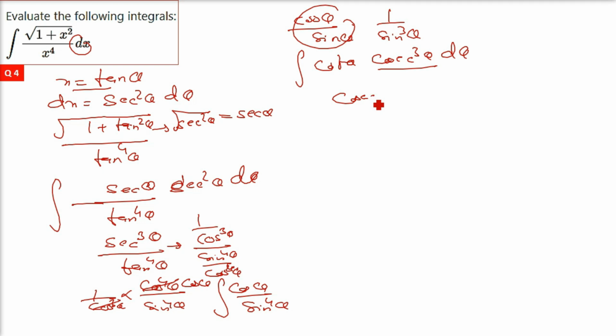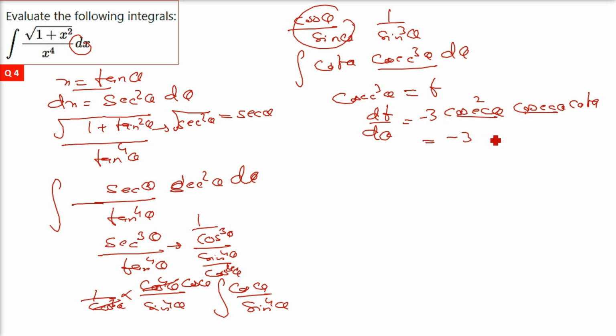We'll take cosec cube theta as t. So this dt by d theta will give you, first of all, 3 cosec square theta. First thing this one. And the derivative of cosec theta is minus cosec theta cot theta. That you already know. So what is the benefit you are getting? So minus 3 cosec square theta into cosec theta cot theta. So let's combine this. Minus 3 cosec cube theta and cot theta. And the d theta comes here.